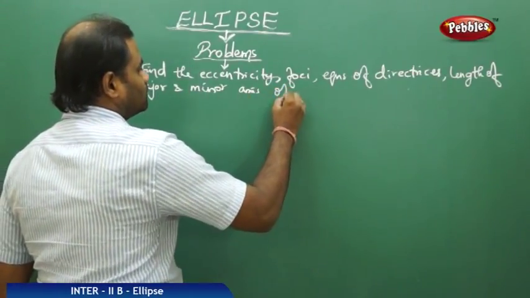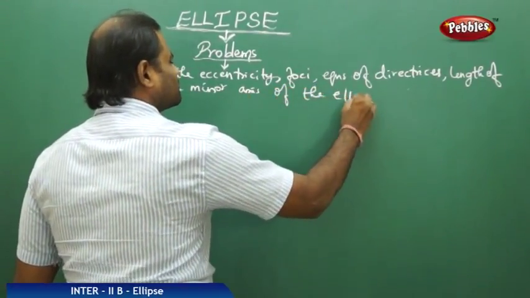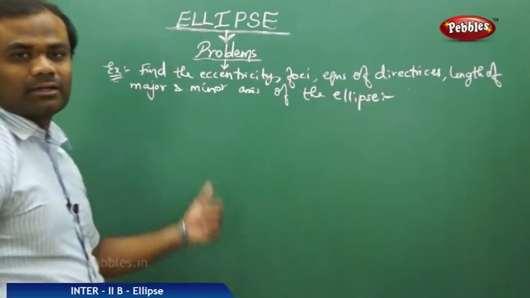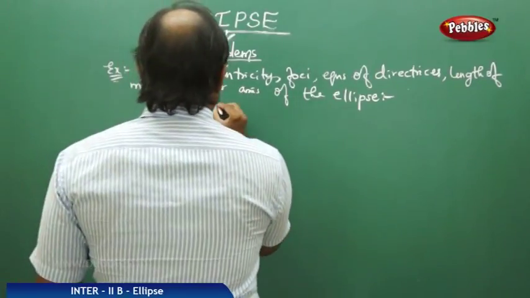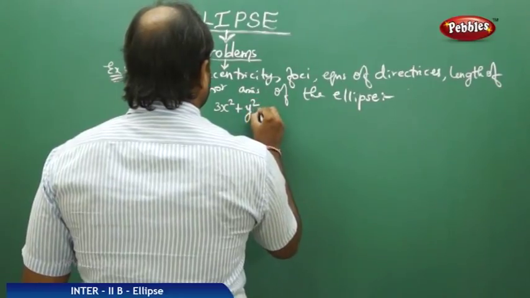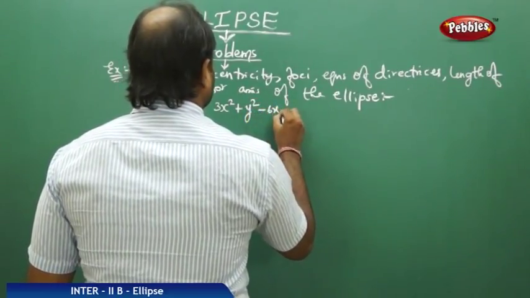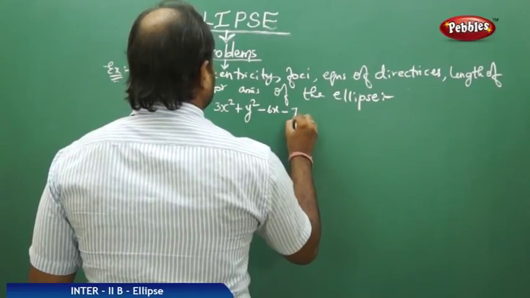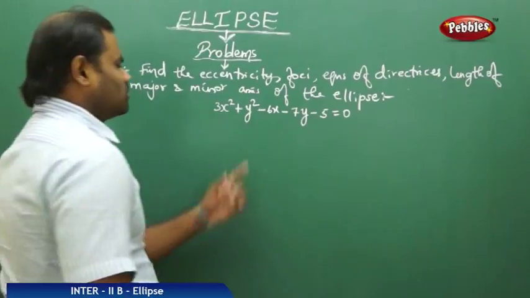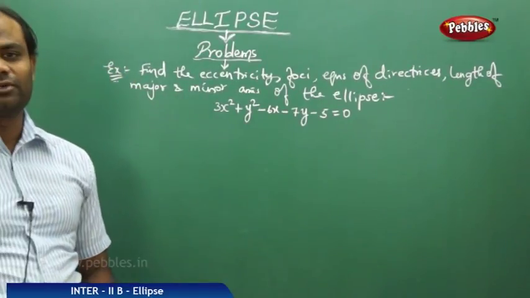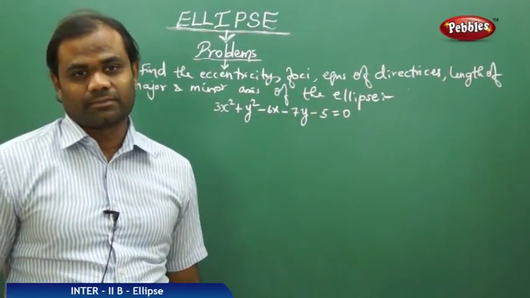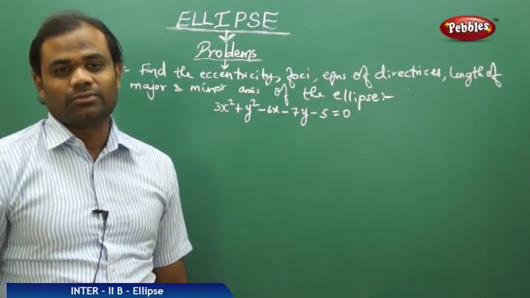of the ellipse, which is given by 3x squared plus y squared minus 6x minus 7y minus 5 equal to 0. So this is the equation of ellipse for which we are going to find each of these factors. So let's see how we can do that.